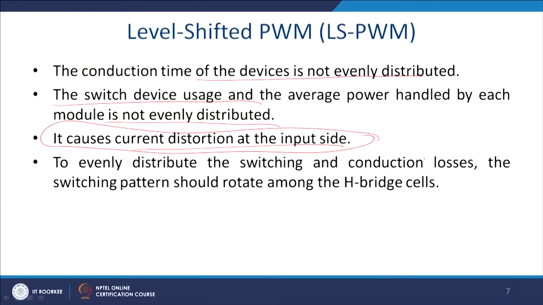To evenly distribute the switching and the conduction losses, the switching pattern should rotate among all H bridges. So, you first give some kind of pattern, triangle wave, to some of the H bridges, then after a few cycles you change those patterns, so that it will rotate evenly, so that these losses get distributed throughout all the H bridges equally. This is the way we generally do it.